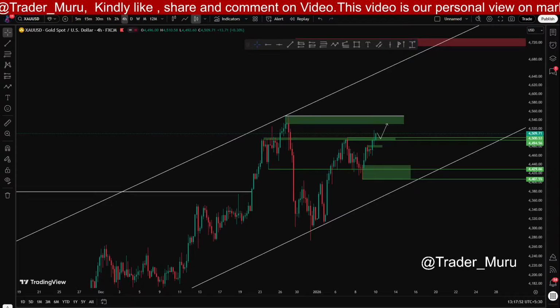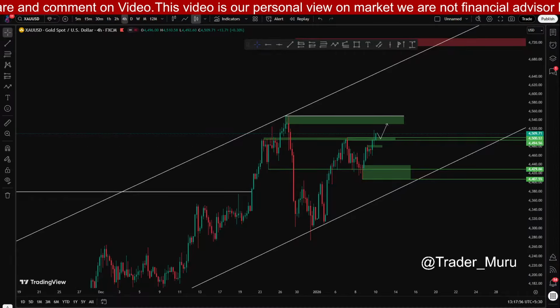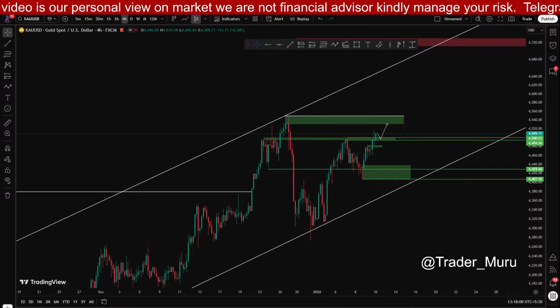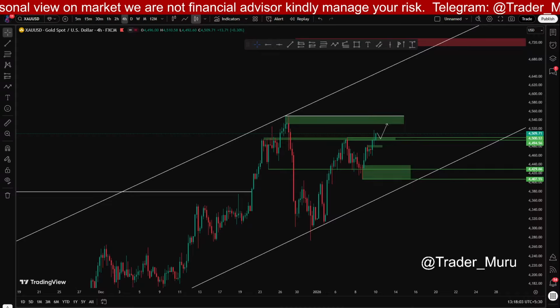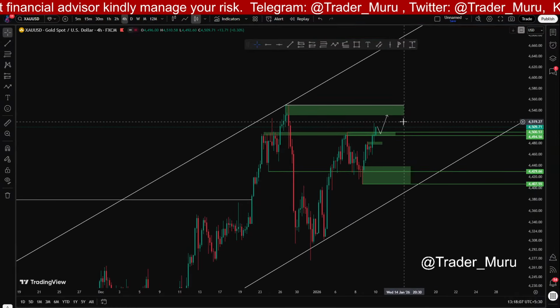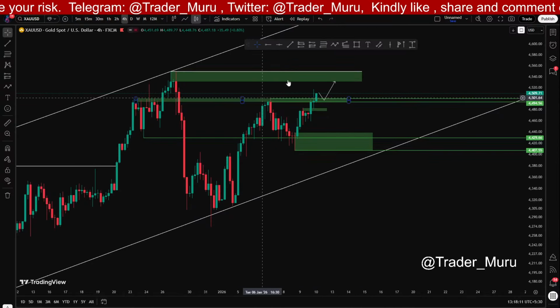CME increasing margin, then why gold and silver won't drop? Previously, when CME increased margin, both dropped so much. Why did it not react this time? We will watch for it once we have a change of character in the daily or weekly time frame.